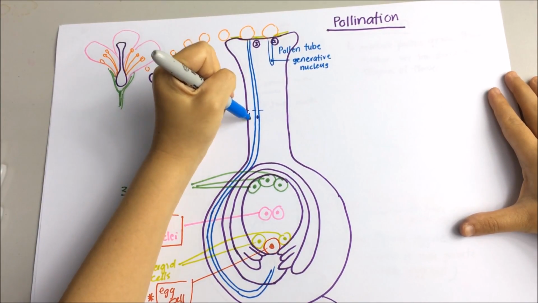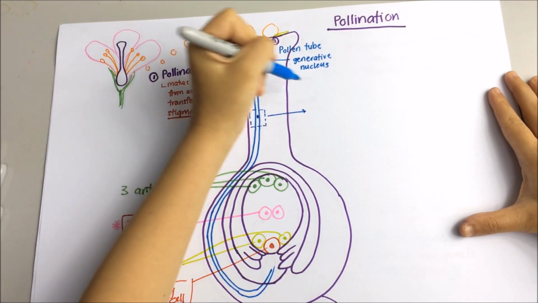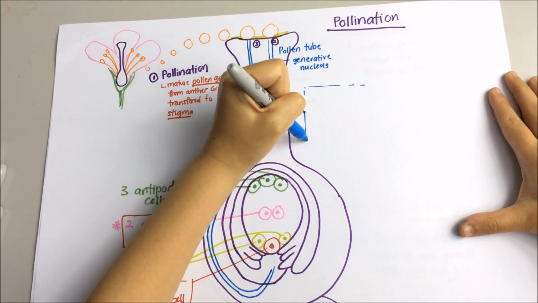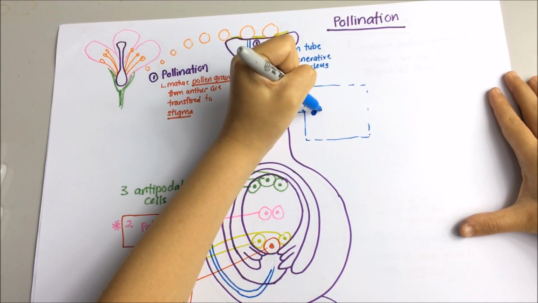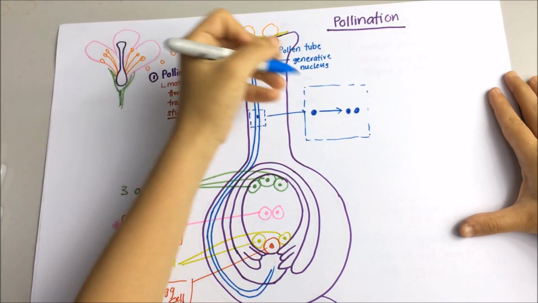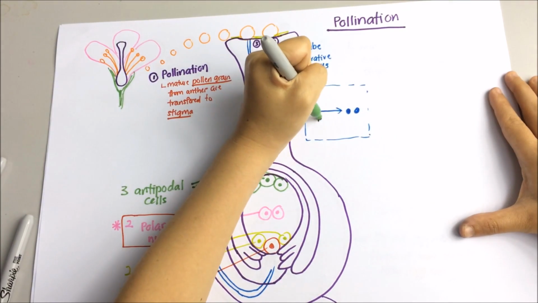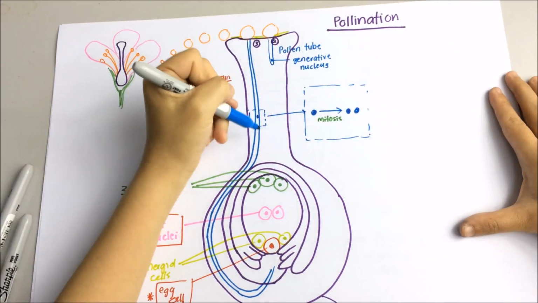During the growth of the pollen tube, the generative nucleus, which is the male nucleus, will divide by mitosis to form two male nuclei. So remember, this step is important. Two male nuclei are being formed.